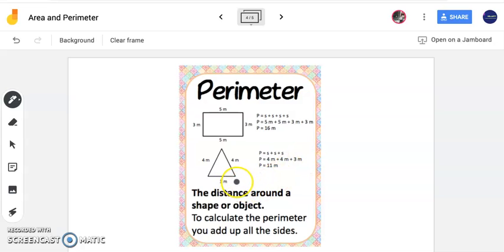Perimeter equals side plus side plus side. The perimeter equals 4m plus 4m plus 3m. Perimeter equals 11m. Remember, all you have to do for perimeter is to calculate all the sides. Awesome. Thank you so much.